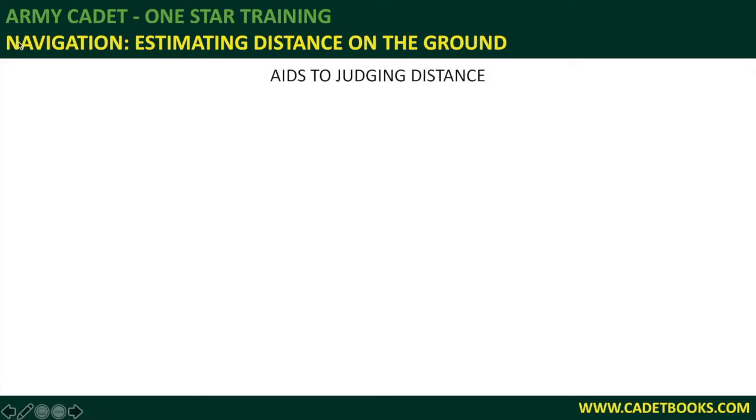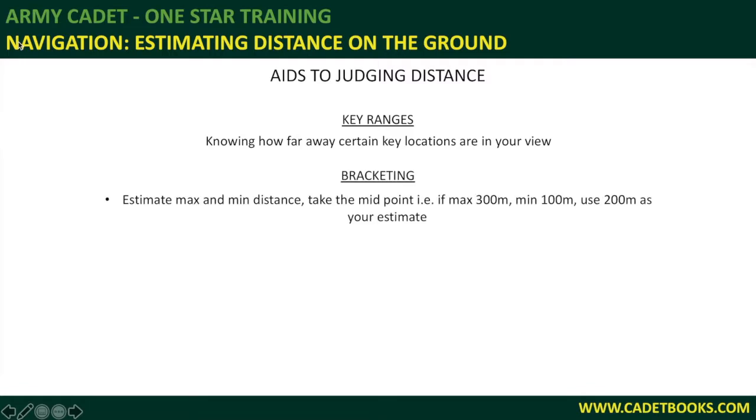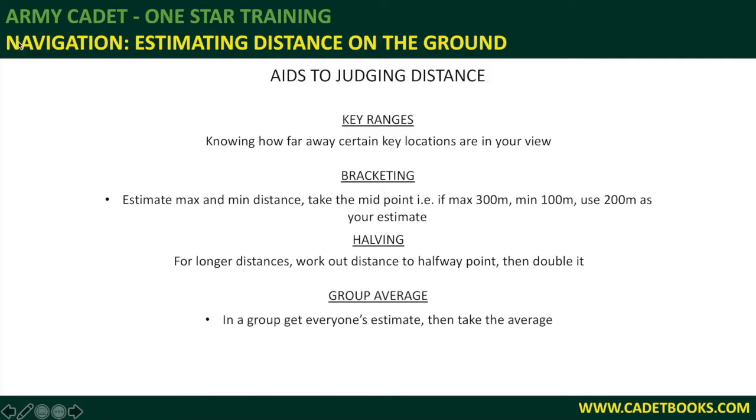Aids to judging distance. Key ranges. Knowing how far certain key locations are in your view. Bracketing. Estimate the maximum and minimum distance and take the midpoint. I.e., if you think an object is a maximum of 300 metres away but a minimum of 100 metres, use 200 metres as your estimate. Halving. For longer distances, work out a distance to a halfway point and then double it to get your distance. Group average. In a group, get everyone's estimate and then take the average.